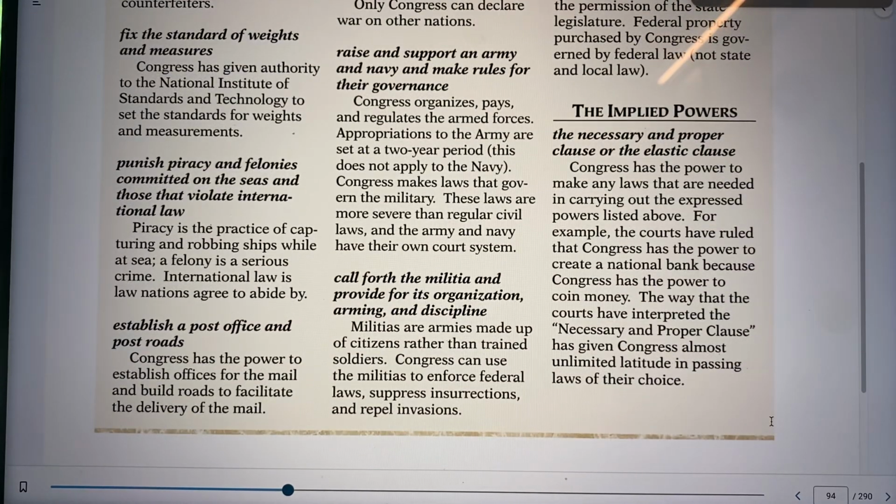And then of course this last part for powers given is the implied powers, the necessary and proper clause. Congress has the power to make any laws that are needed in carrying out the express powers listed above. For example, the courts have ruled that Congress has the power to create a national bank because Congress has the power to coin money, and to coin money they need a bank, right? The way that the courts have interpreted the necessary and proper clause has given Congress almost unlimited latitude in passing laws of their choice. That's not good.